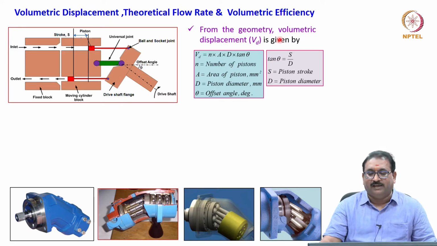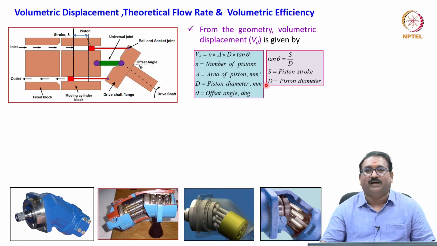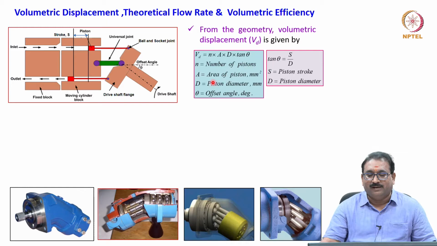So from the geometry, the volumetric displacement Vd is given by Vd equal to N into A into d tan theta. The N means number of pistons. Here I have taken 2 pistons, 6 pistons, 7 pistons, many pistons are there. N is the number of pistons, and A is the area of piston, as we know, pi by 4 dp square, and d is the piston diameter, into offset angle theta. This tan theta is given by S by d. S is the stroke and d is the piston diameter.